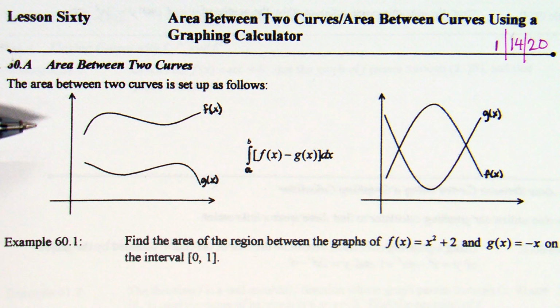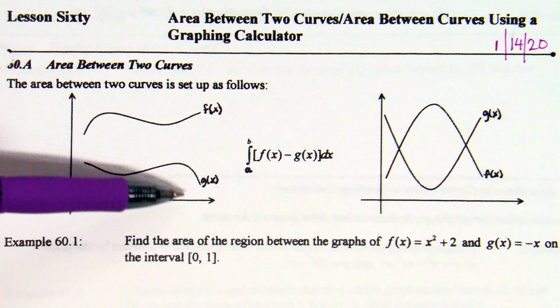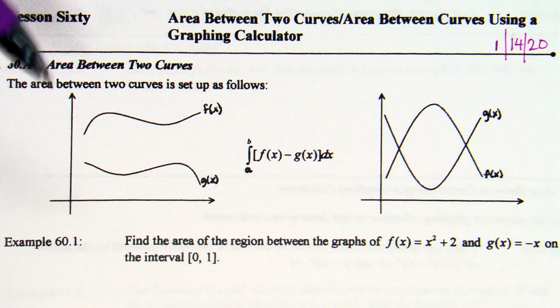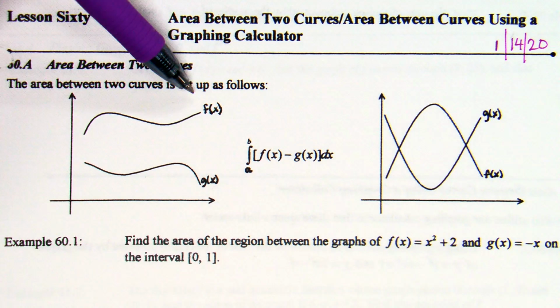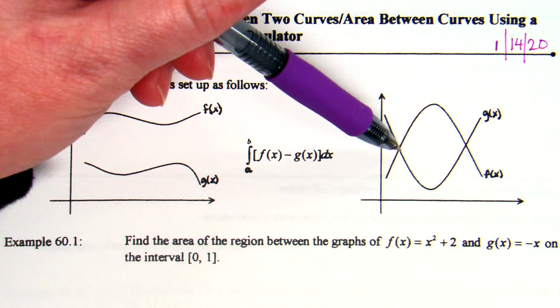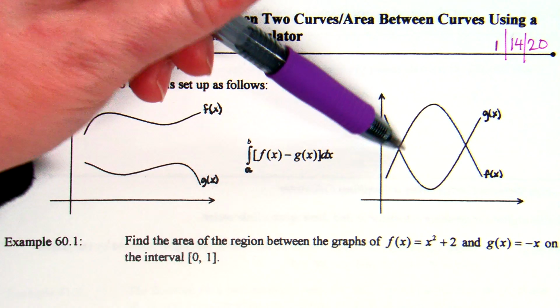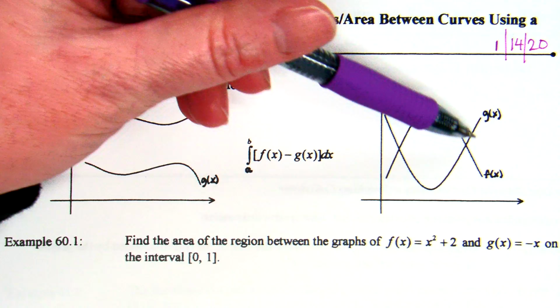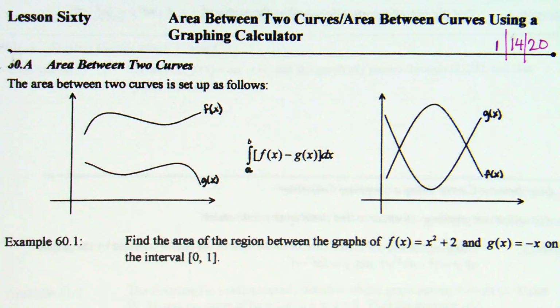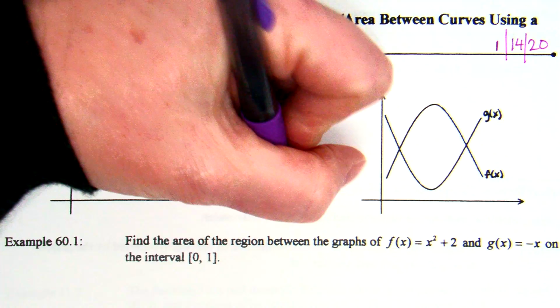Area between two curves. If f of x is my top curve and g of x is my bottom curve, notice it's the integral from a to b, so whatever your boundaries are, of f of x minus g of x. Notice f of x is my upper curve, g of x is my lower curve. Over here, if you're trying to find the area, if a is this intersection point and b is this intersection point, f of x is my upper curve, minus g of x, my lower curve. So it's always upper minus lower, is what I like to say.